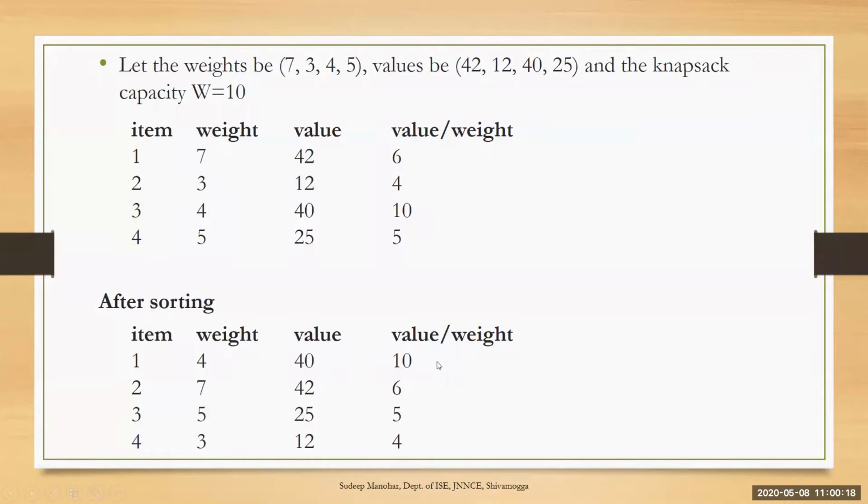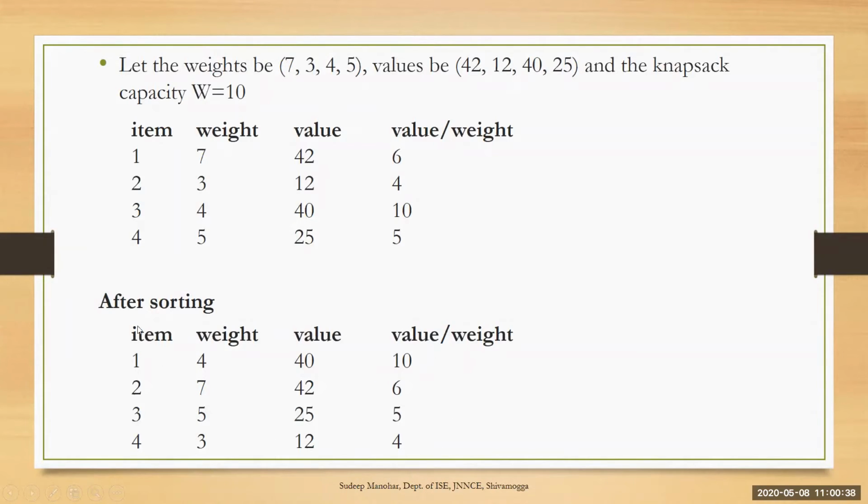The next value is 6. It comes second: 42 and 7. Next value in the list is 5: 25 and 5. The last, least value is 4. Value by weight ratio 4 is the least value. Therefore, this has to be written at the last.